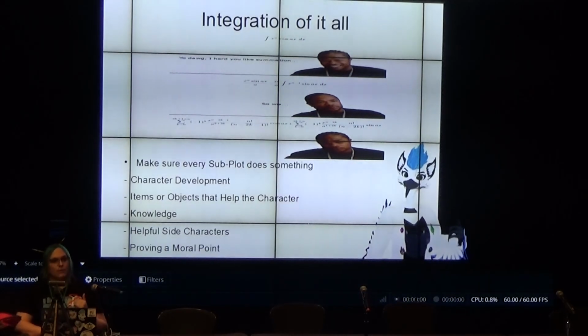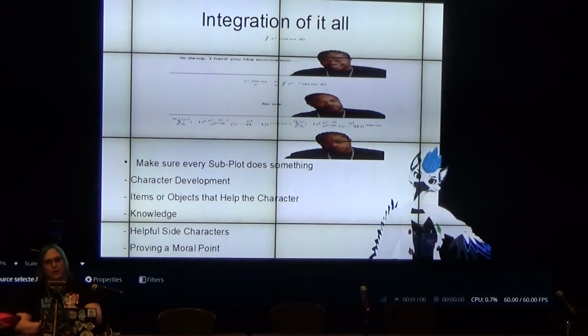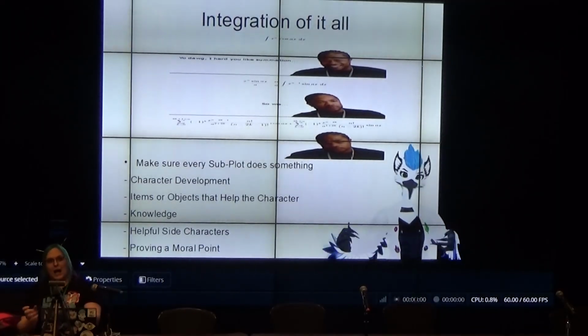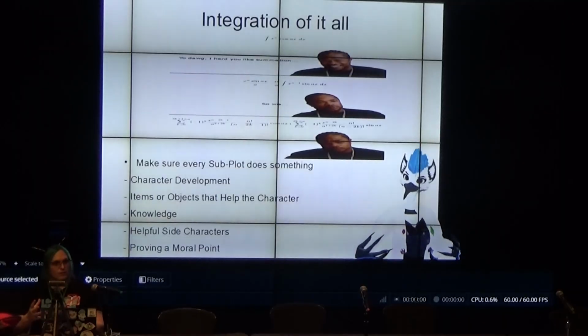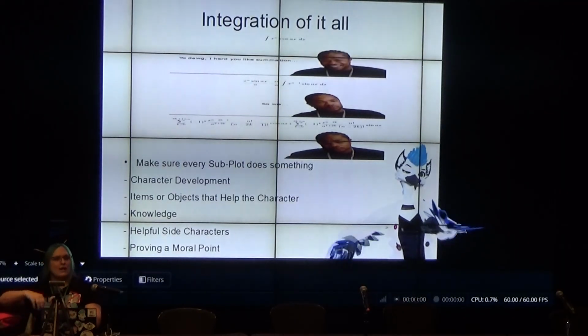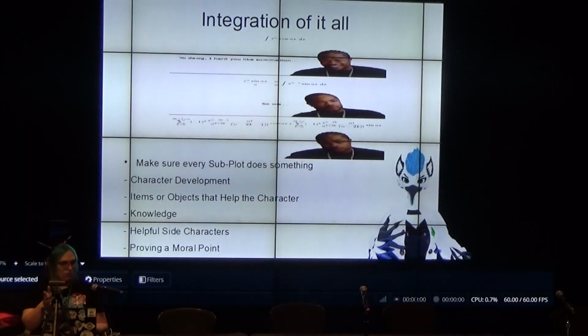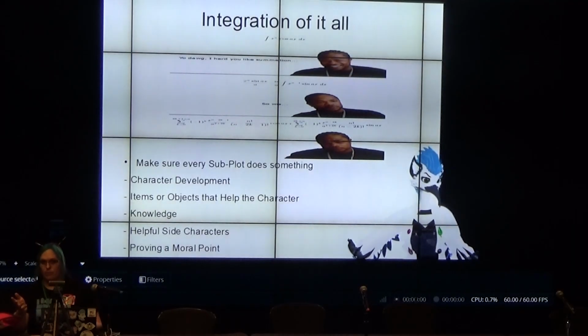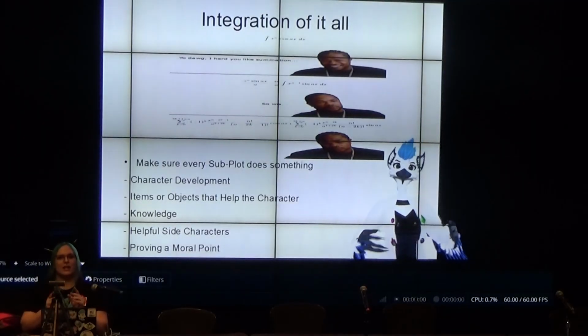And then you want to integrate everything, piece by piece. Is this the right time for a subplot? Is this the wrong time for a subplot? I have resolved this subplot. Now, how does that change the journey? What resource, what thing do they have access to? How can this be taken away, if it can at all? These are things you have to remember. What helpful side characters still exist that I can call on later?